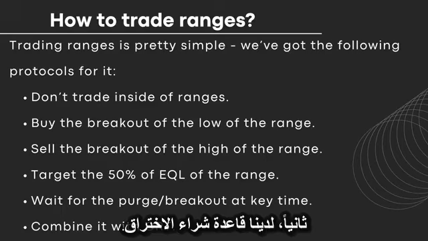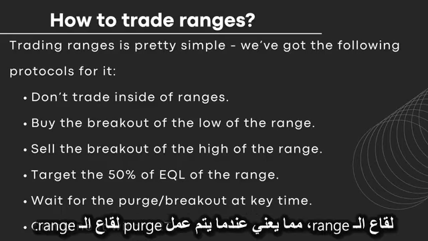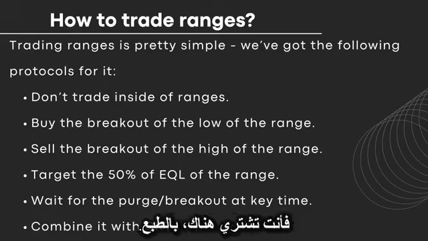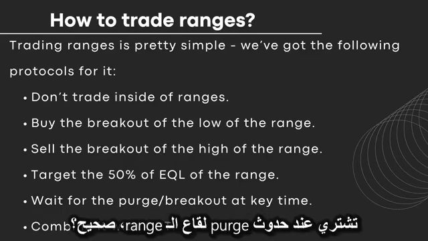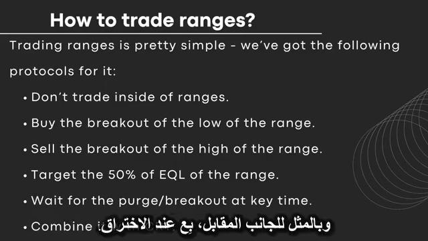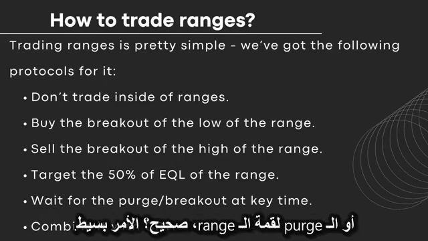Second, we've got that you buy the breakout of the low of the range, meaning when the low of the range is purged and partially broken through, you buy there. Obviously, you don't just buy there right away, but instead you wait for your correct entry model, entry setup. But the predominant theory is to buy the range by the purge of the low of the range, right? And similarly for the opposite side, sell the breakout or the purge of the high of the range, right? Pretty simple.